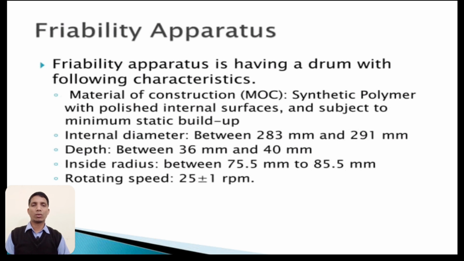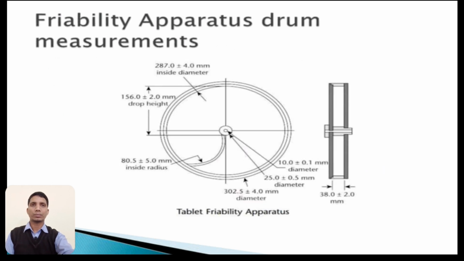The internal diameter of the drum is between 283 mm and 291 mm, the depth is between 36 mm and 40 mm, and the inside radius is 75.5 mm to 85.5 mm. The rotating speed we fix for the friability apparatus is 25 rotations per minute plus or minus 1. Generally it is run for 4 minutes, 100 revolutions of the tablets.